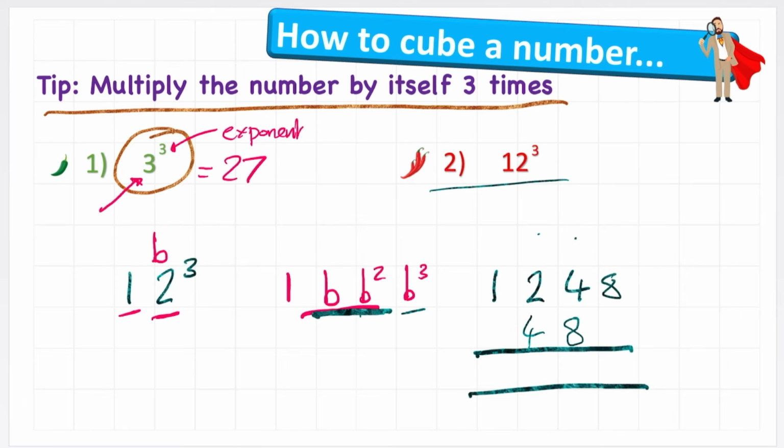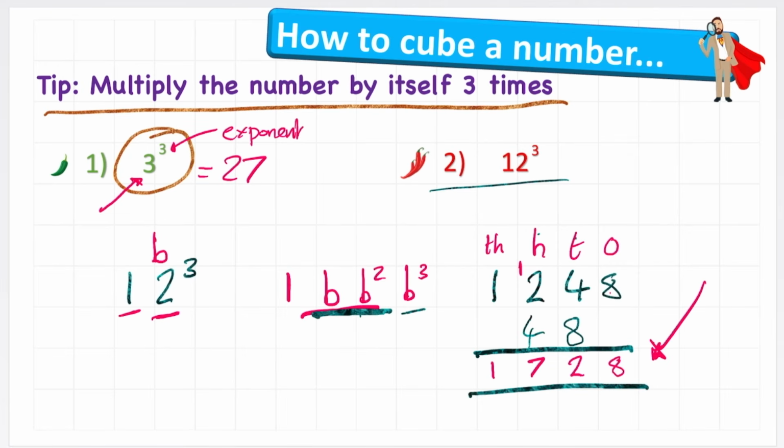So in my ones column, I have 8 and nothing, so that would equal 8. In my tens column, I have a 4 and an 8, which would be 12. I'm going to carry the 1 across, bring my 2 across. In my hundreds column, I have now a 1, 2, and a 4, equals 7. And then in my thousands column, I have just a 1. And there you go. This is the answer.